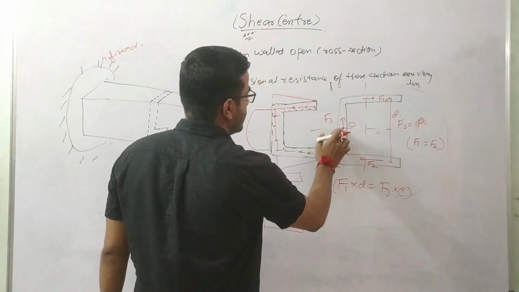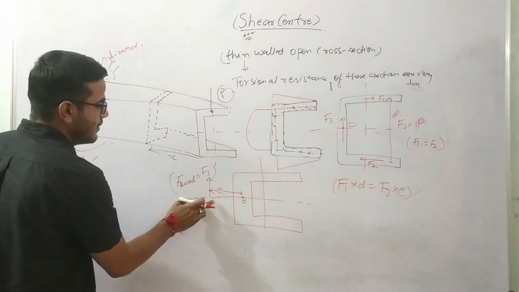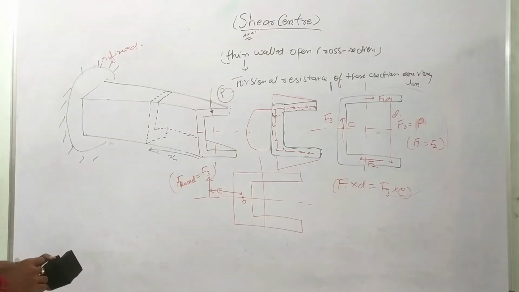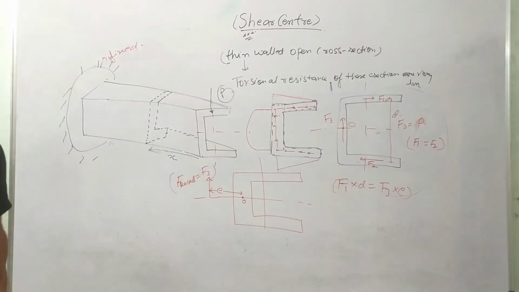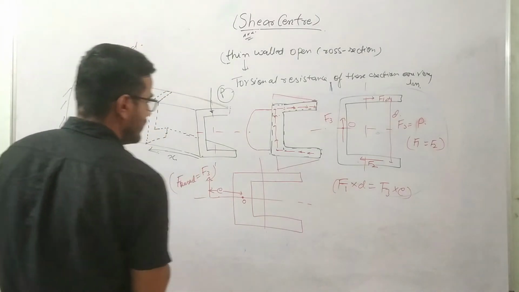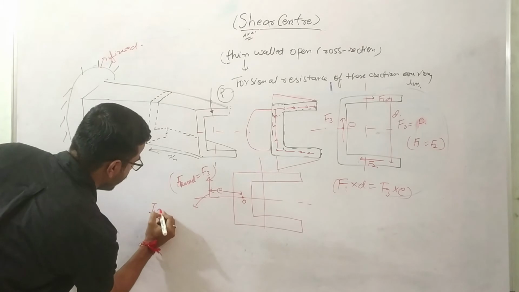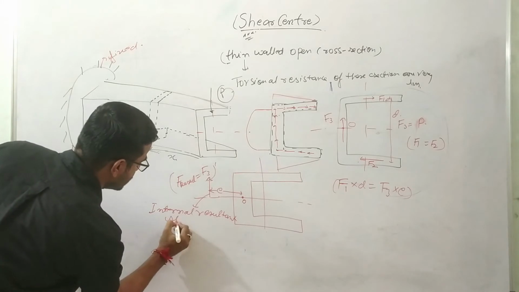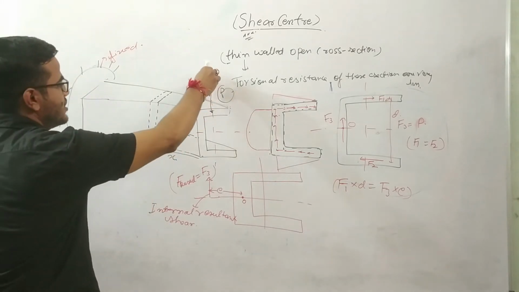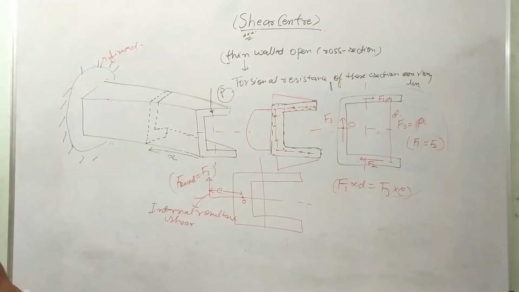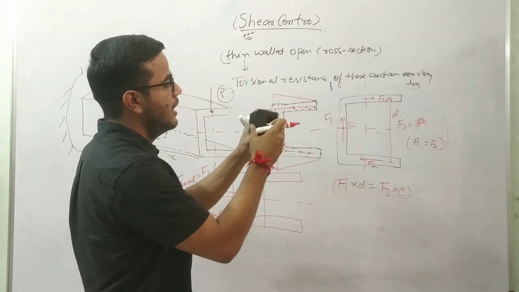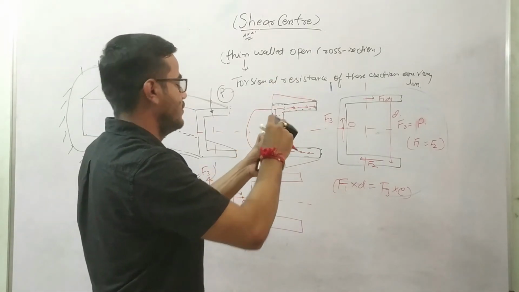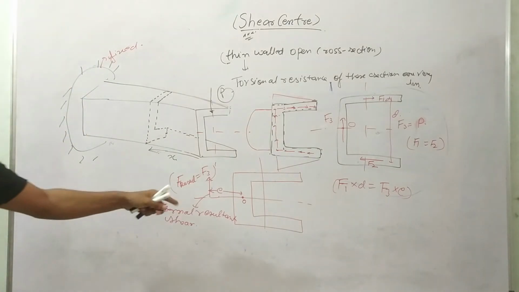So I'm taking the moment about this point. Okay, so my resultant force will act at a distance E over here, right? So now you can see that this is nothing but the internal resultant shear. We have some external shear P at this cross section, and we have some internal shear generating at this cross section. Due to this external shear, I have some internal shear at this cross section. So this is our internal shear point, right?